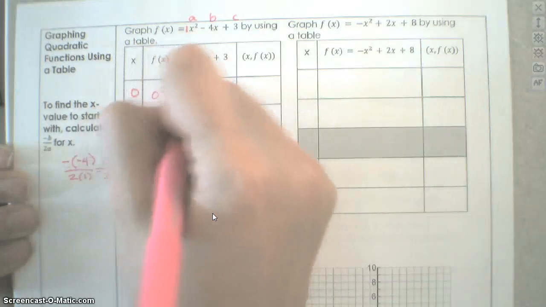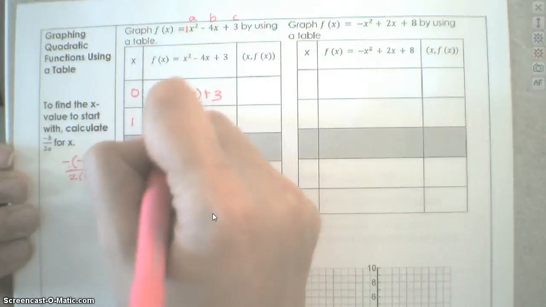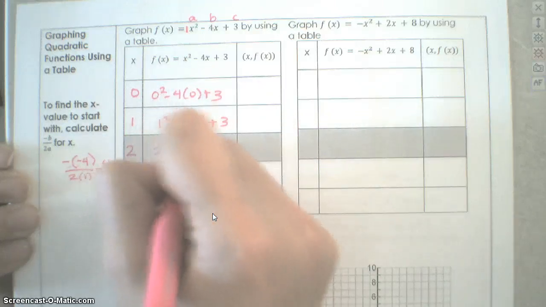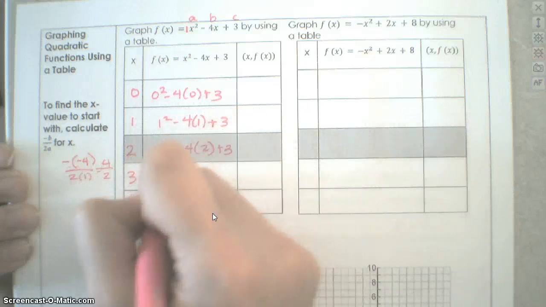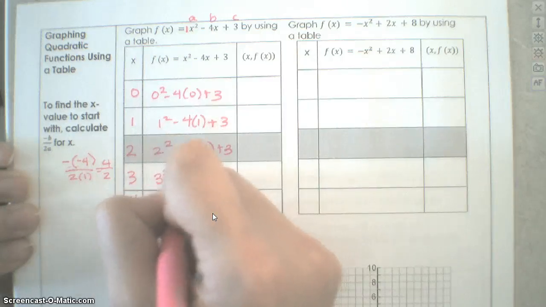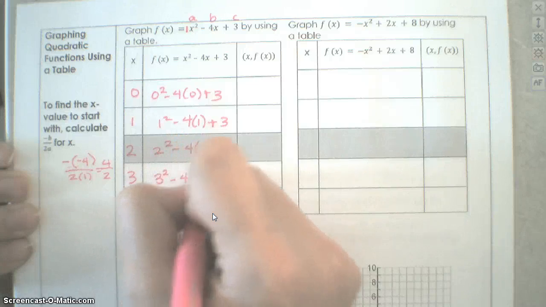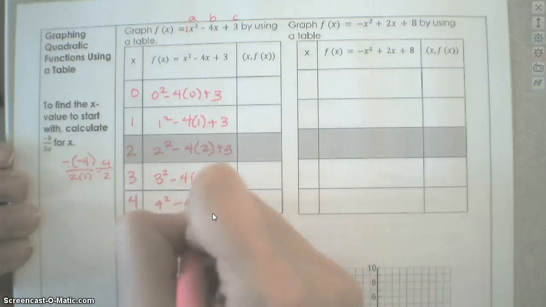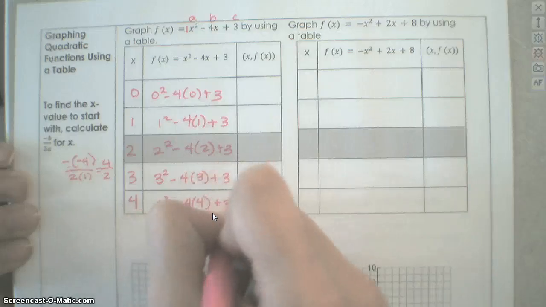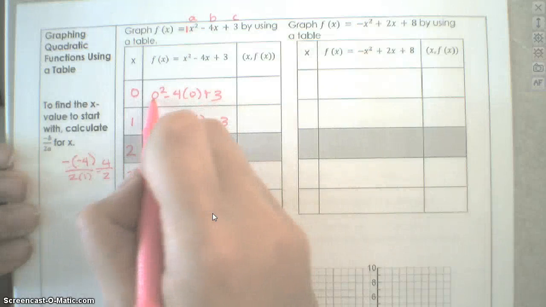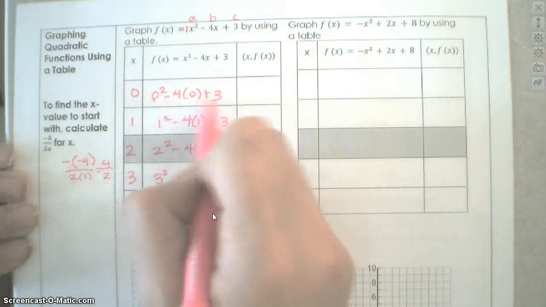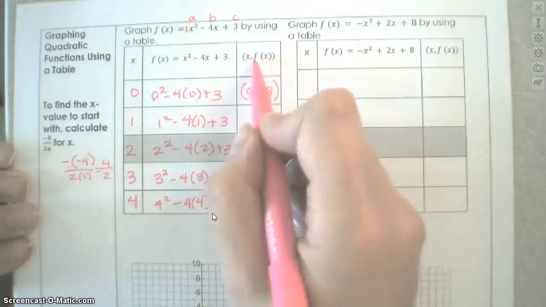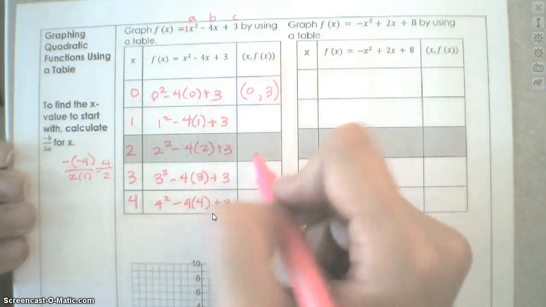So 0 squared minus 4 times 0 plus 3, and so forth, and just filling all those values in for x. And you just did this in section 3.3, kind of making that table and plugging those values in. Remember order of operations, so we're going to want to do the exponent first, then multiplication, then our addition. So for this first one, 0 squared is 0, negative 4 times 0 is 0, so we just have a plus 3. So 3 is our solution for our f of x, or our y, our output.